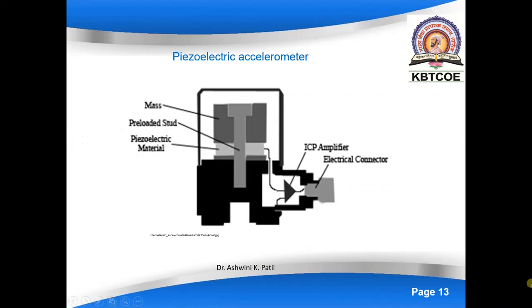This is a piezoelectric accelerometer. We can see here this is the mass, this is a preloaded stud, and here is the piezoelectric material. By this mass, the force or displacement is applied on the piezoelectric material, and due to the application of that force, the output generated by this piezoelectric material is given to this amplifier. Basically the output of this piezoelectric accelerometer is very low, so we need to amplify it, and after amplification, the output can be taken and calibrated for the measurement of acceleration.